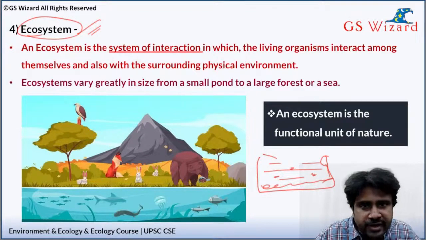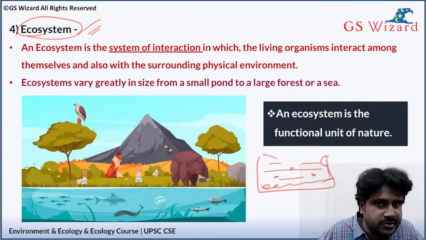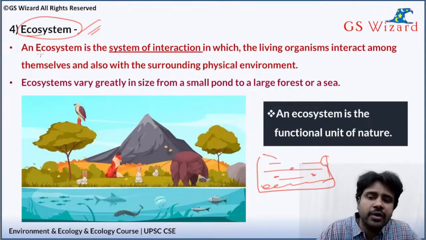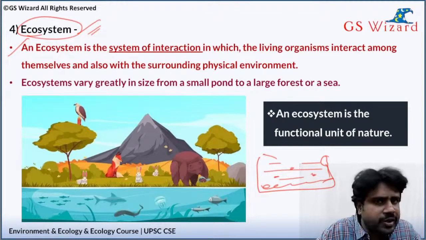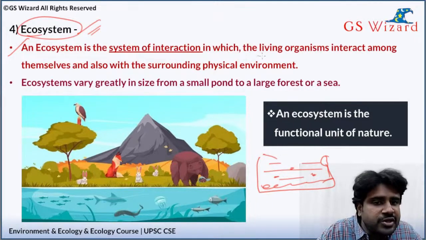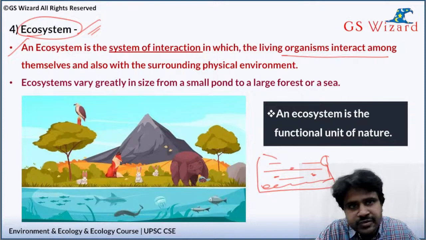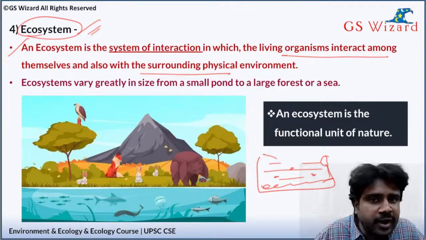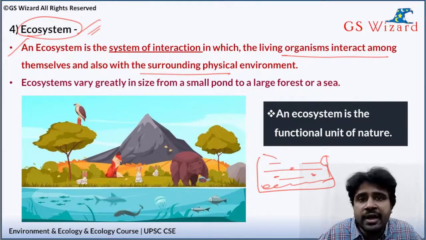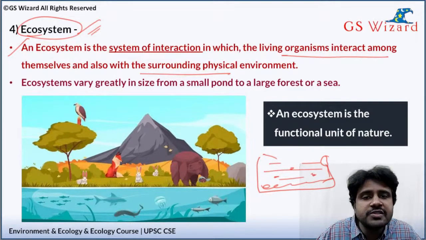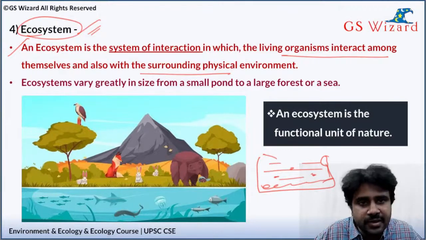So first, living organisms interact among themselves. Next, they also interact with the non-living things. That system of interaction is nothing but an ecosystem. As simple as that. So look at this definition. Very important and also very simple. An ecosystem is the system of interaction in which the living organisms interact among themselves and also with the surrounding physical environment, that is, the abiotic factors like mountains, air, sunlight, water, soil, all these non-living things.